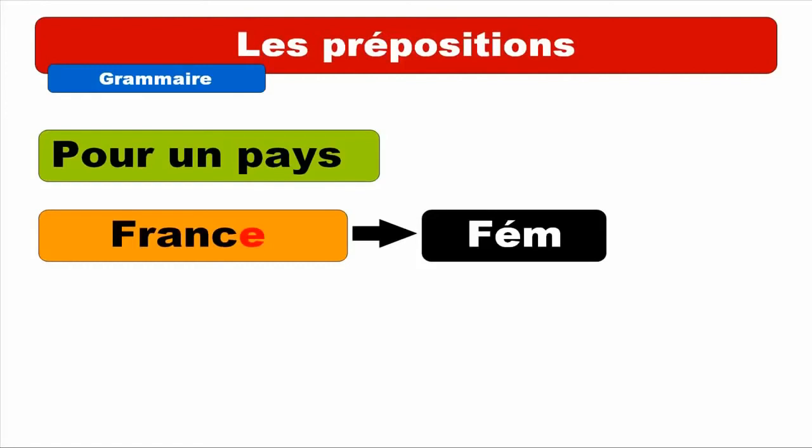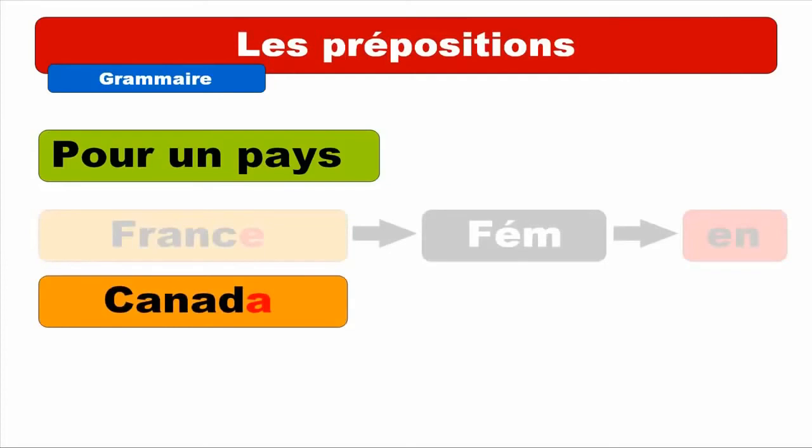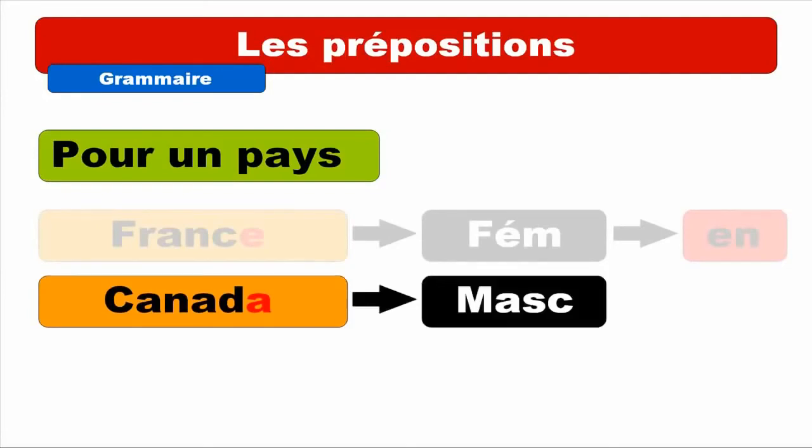All right, so the preposition you will have to use with this country will be en. Okay, repeat, en. After that, let's take an example with Canada. What you can see is that it's ending with a, but actually the most important thing is that it's not ending with an e as with France. So it does mean that this country is masculine, and the preposition you will have to use is au. Okay, so you write it a-u, but then you pronounce it o.